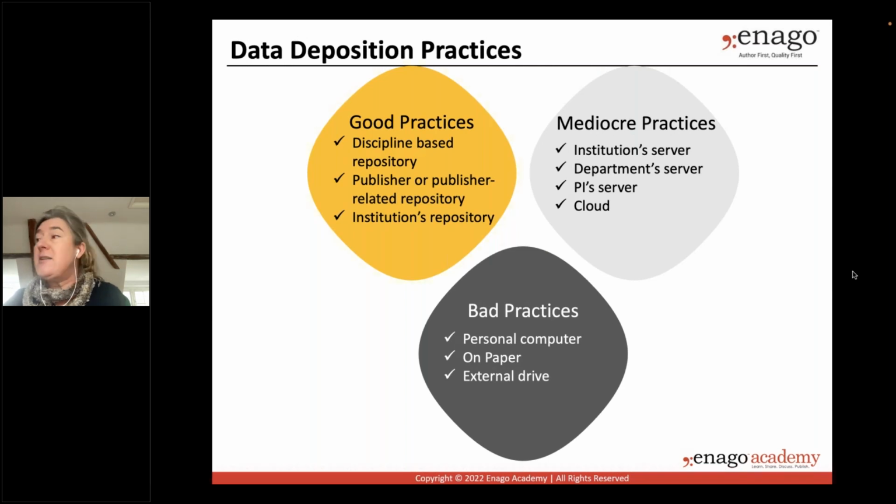And then you've got the bad data practices, which put the data at risk and make it difficult for people to find it or to preserve it. It might be, for instance, by the data just being left on a personal computer or even on paper.